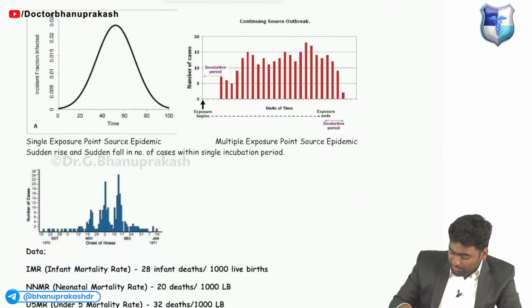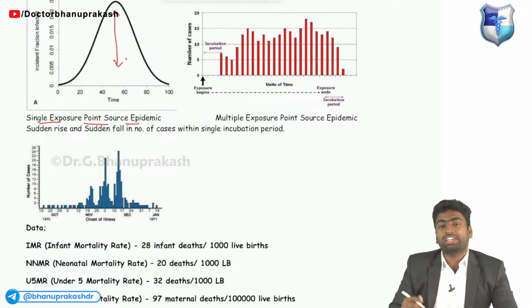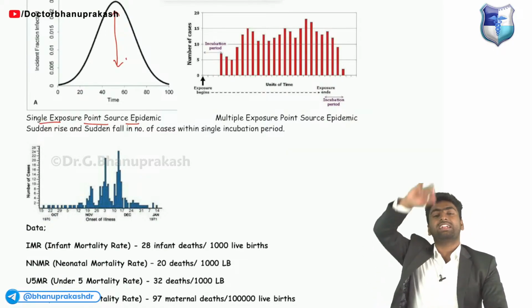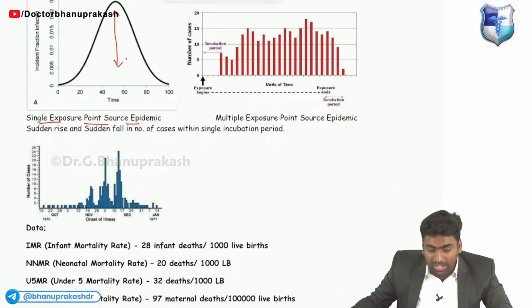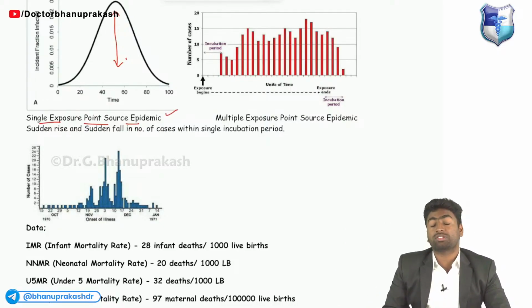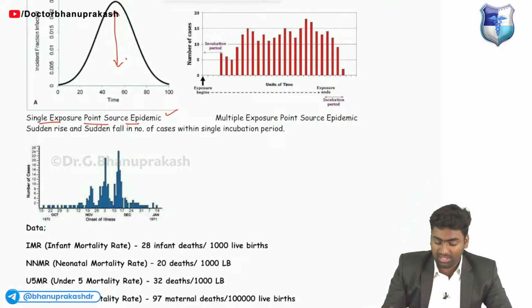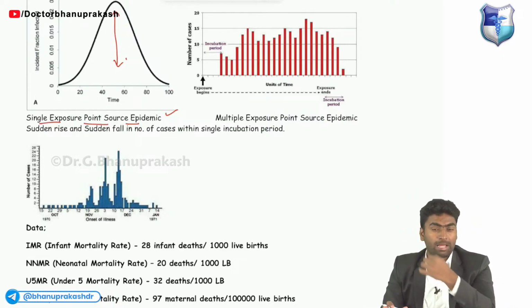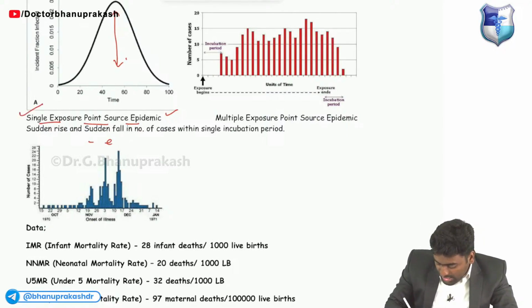Then about this one, single exposure point epidemic. If you see all of these cases within this one incubation period, and there is a sudden rise and sudden fall. For example, the Pani Puri wala. If there is any food poisoning, it will be a single exposure point epidemic, and all of the cases will rise rapidly and fall rapidly. This is the case of single exposure point epidemic. Example is Staph aureus poisoning.